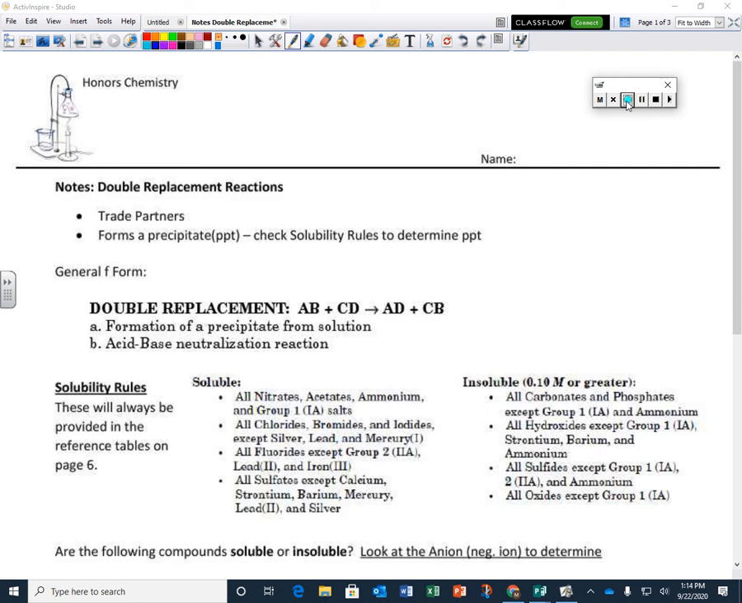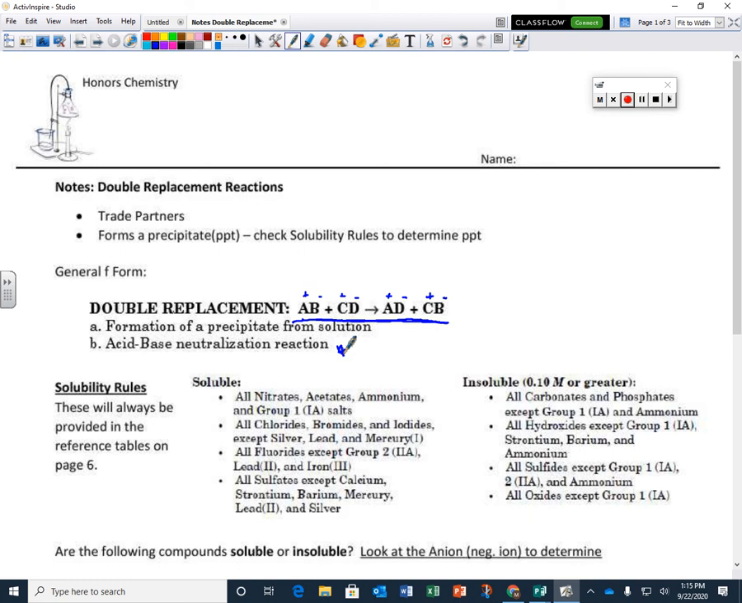So the general formula is on your chemistry reference tables. I took this right from there. AB plus CD yields AD plus CB. Positive ion, negative ion, cation, anion, cation, anion, cation, anion. Okay, so the two types of double replacement reactions are acid-base neutralization reactions. We'll talk more on those later.